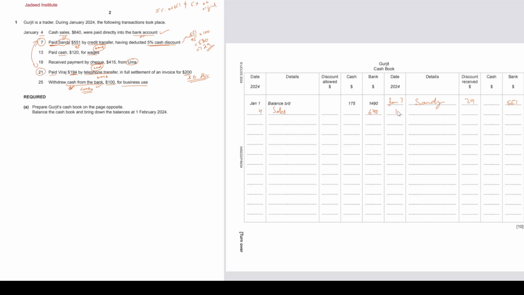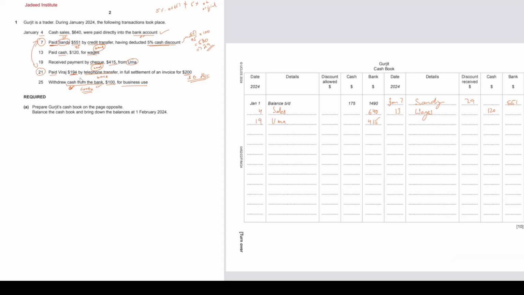So that happened on 13th. Out of cash account, 120. We call that wages. Okay, let's move on. Received payment, 415 from Uma. How did we receive? Through bank. 415 Uma. That's 19. Okay, move on.